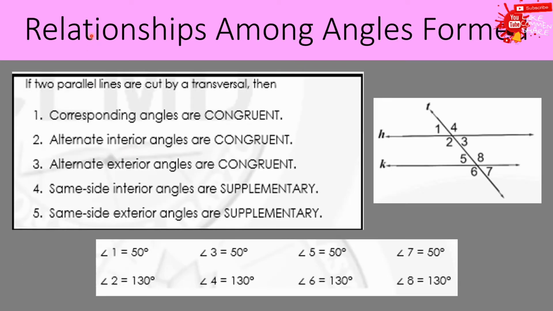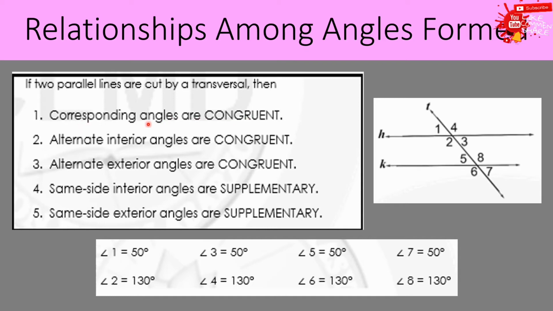Now, we can have relationships among angles formed. But take note that we can get these relationships if we have two parallel lines that are cut by a transversal. Take note, two parallel lines. And we already discussed what are parallel lines. Parallel lines are lines that do not intersect. And if they are cut by a transversal, we have these 5 relationships among angles formed. So the first one is corresponding angles are congruent.